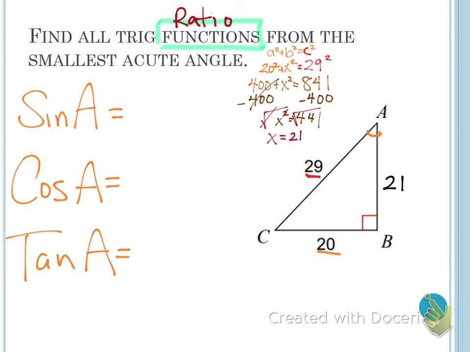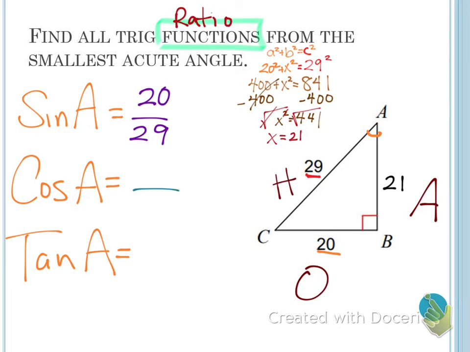We're going to label our sides. Which of these is the hypotenuse? 29. And then which is the opposite? 20, and 21 is adjacent. All right, so sine is SOH. So what number is going to go on the top? 20. Is that what you said? Oh, over 29, I see. Sorry, I heard the number 22, and I was like, that's not even an option.